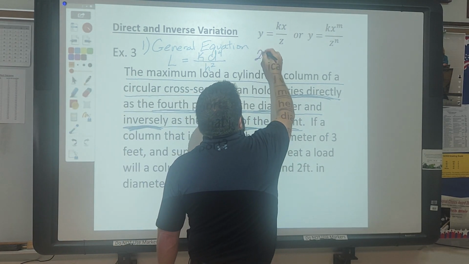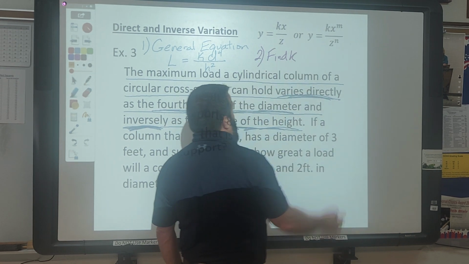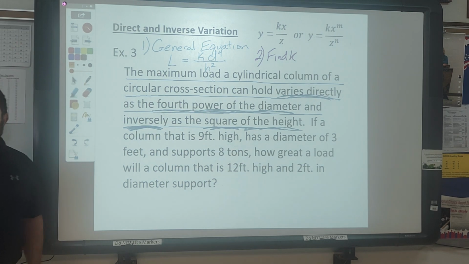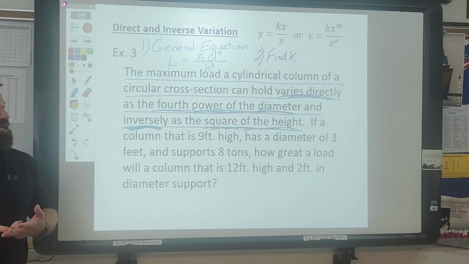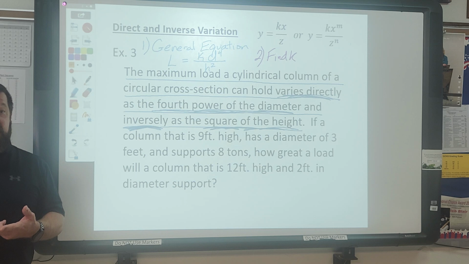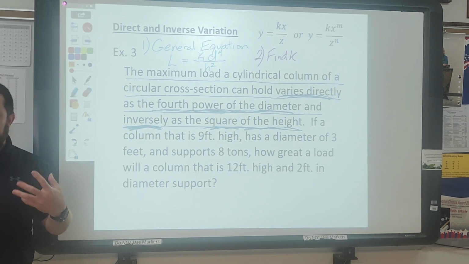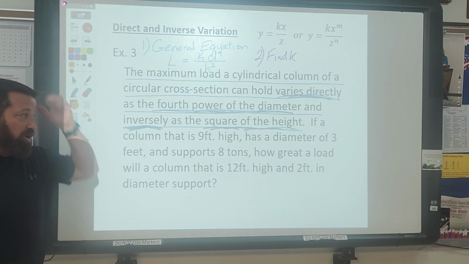Step 2, I need to figure out what K is. So step 2, every time we're going to find K. How do you find K? Well, in this problem, I have variables for L, D, and H. That's everything but K. So I should be given some information that tells me what L, D, and H are, like in a scenario. Like in some scenario, this is what the load is, this is what the diameter is, and this is what the height is. And that's what we're given next.